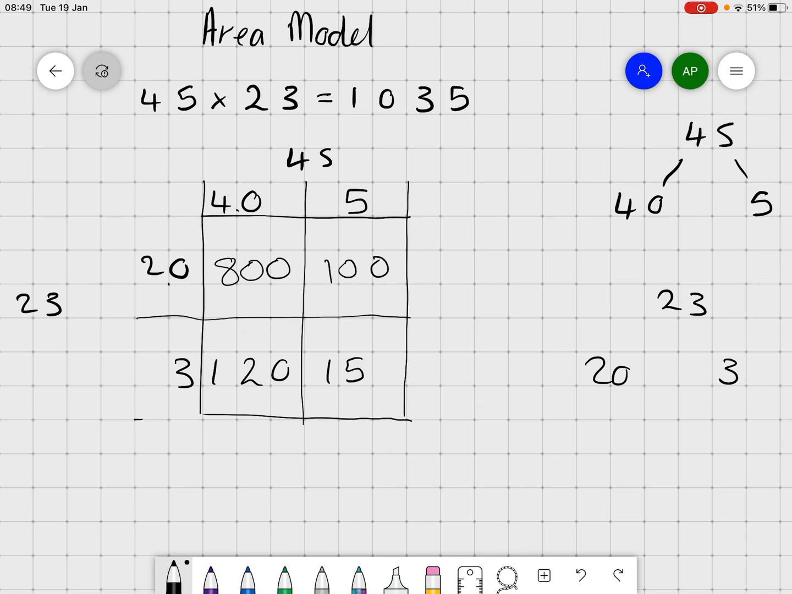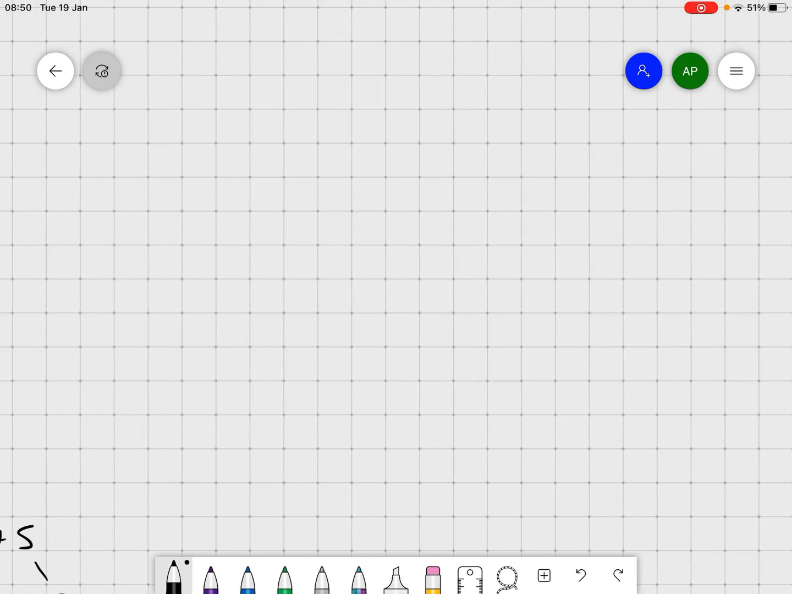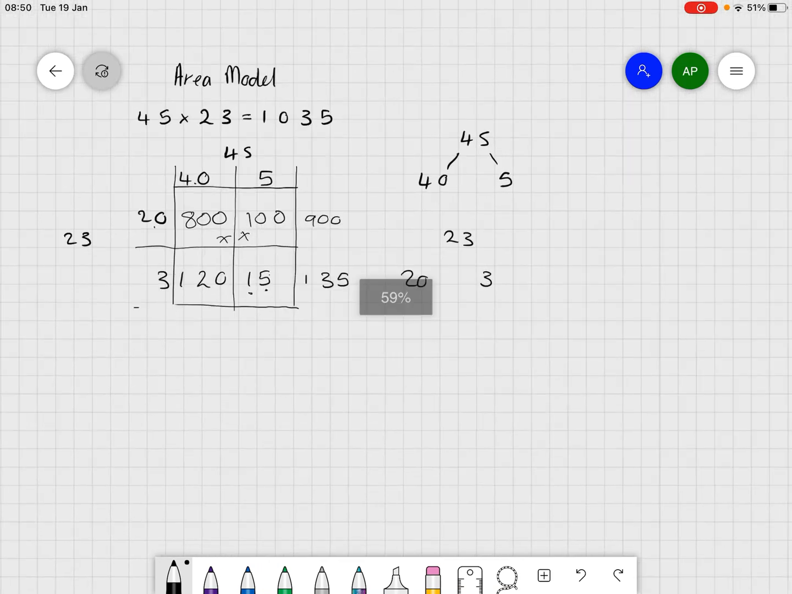Now, all that's left for me to do is just to add this all up. So I can take my 800, I'm going to add on 100 to that, and I'm going to get 900. So I've done these two. I've got 900. And I can take my 120 and add on 15. I can split my 15 up into 10 and 5, which is what I would do. So I would do 120, add 5, then 125, add 10. So that's 135.